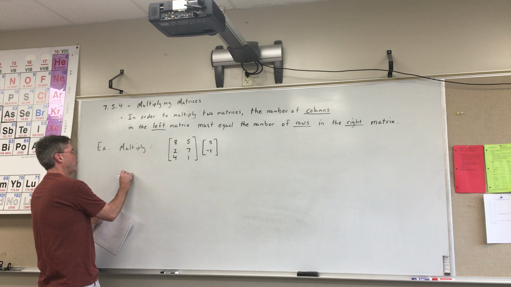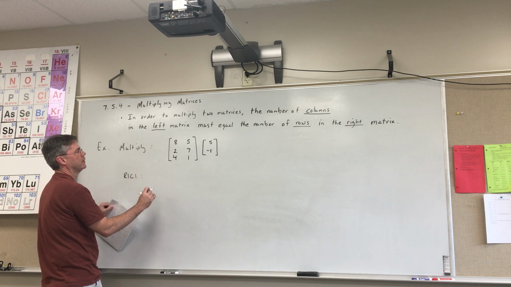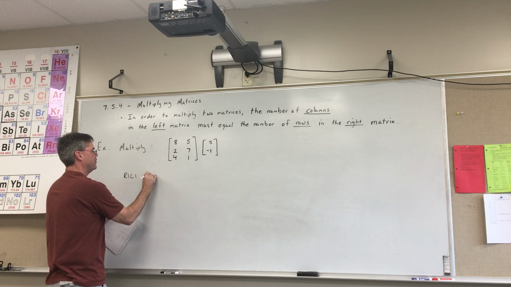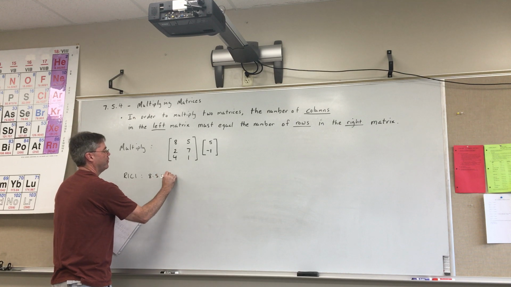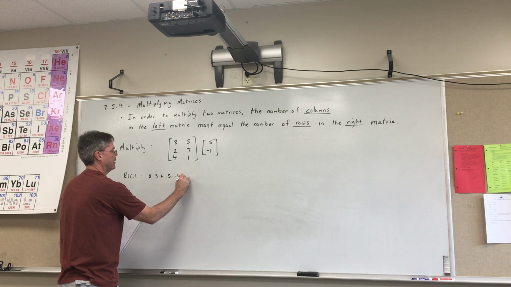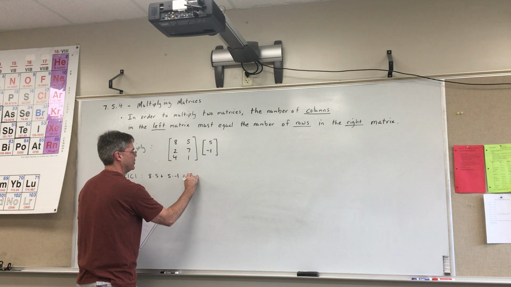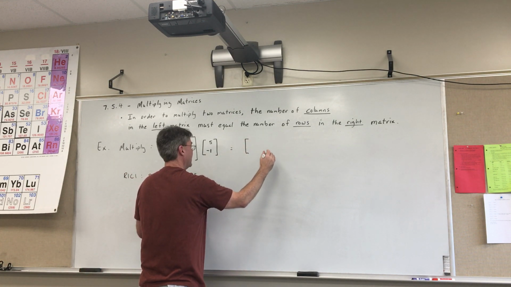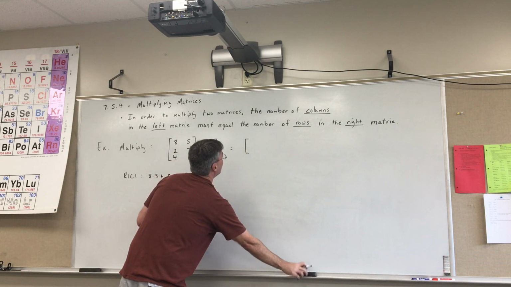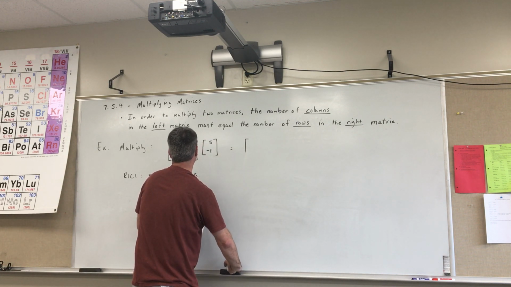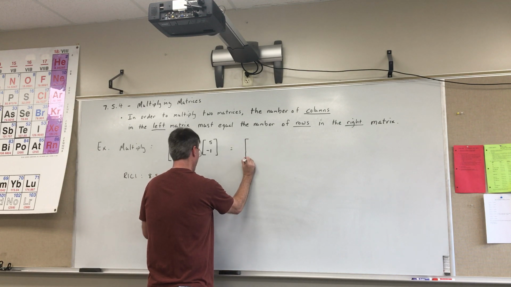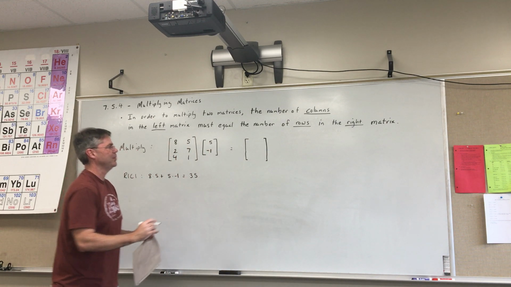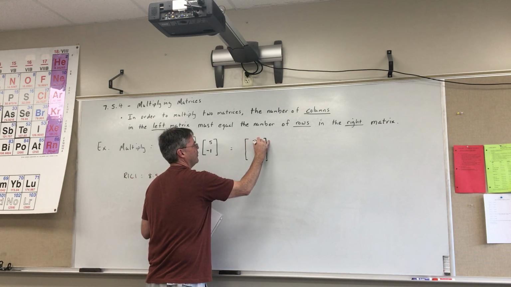All right, so row 1 times column 1. So we're taking that row times that column. So we've got 8 times 5 plus 5 times -1. That's going to be 40 minus 5, which is 35. So our solution matrix is going to end up being 3 rows and 1 column. So go ahead and do a skinny matrix there. So 35.